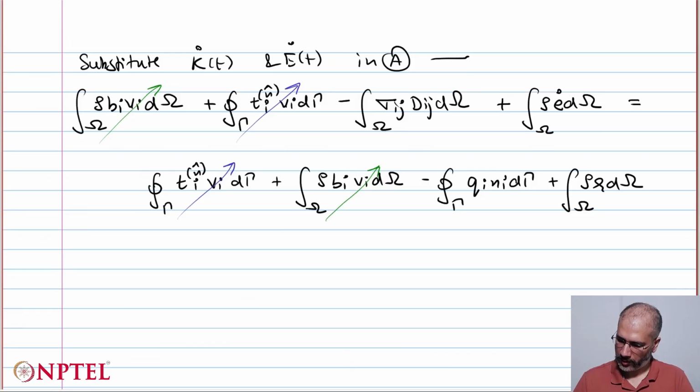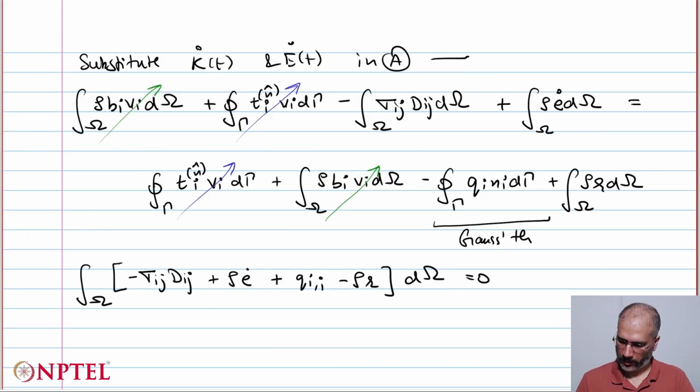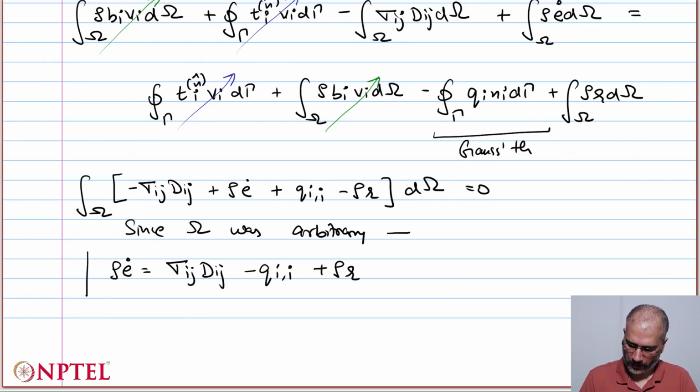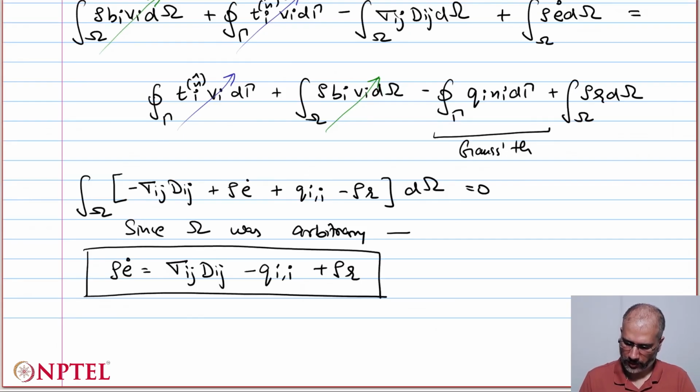And since this integral is over gamma, we can apply Gauss's theorem here to express this as a volume integral. And then since all the terms are volume integrals now, I can combine them into one volume integral as follows. And since omega, the choice of my volume, was arbitrary, I could have taken any sub-volume as well. So that means the integrand has to be identically 0 everywhere. And this equation is known as the energy equation, which is also known as the first law of thermodynamics.